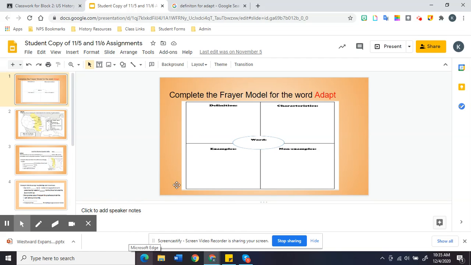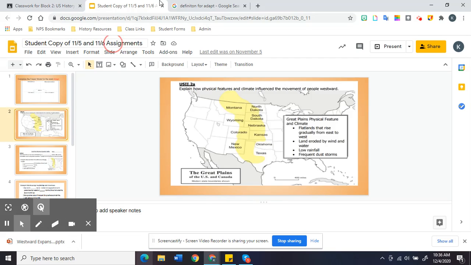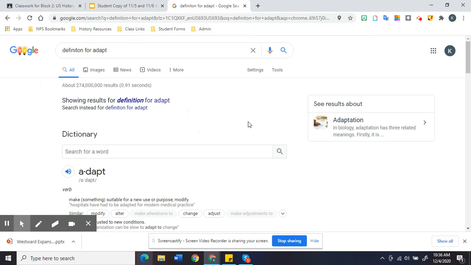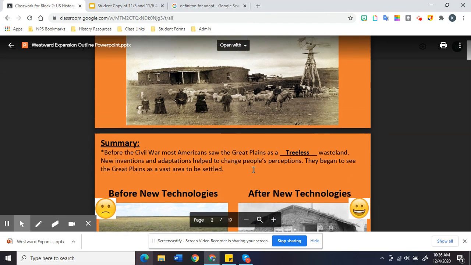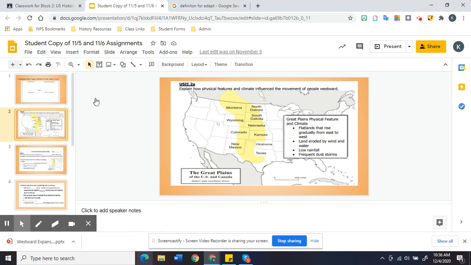So, this is going to count as our warm-up grade. Fill this in, pause if you need to, and then we'll move on. Next, we have an outline of the Great Plains.